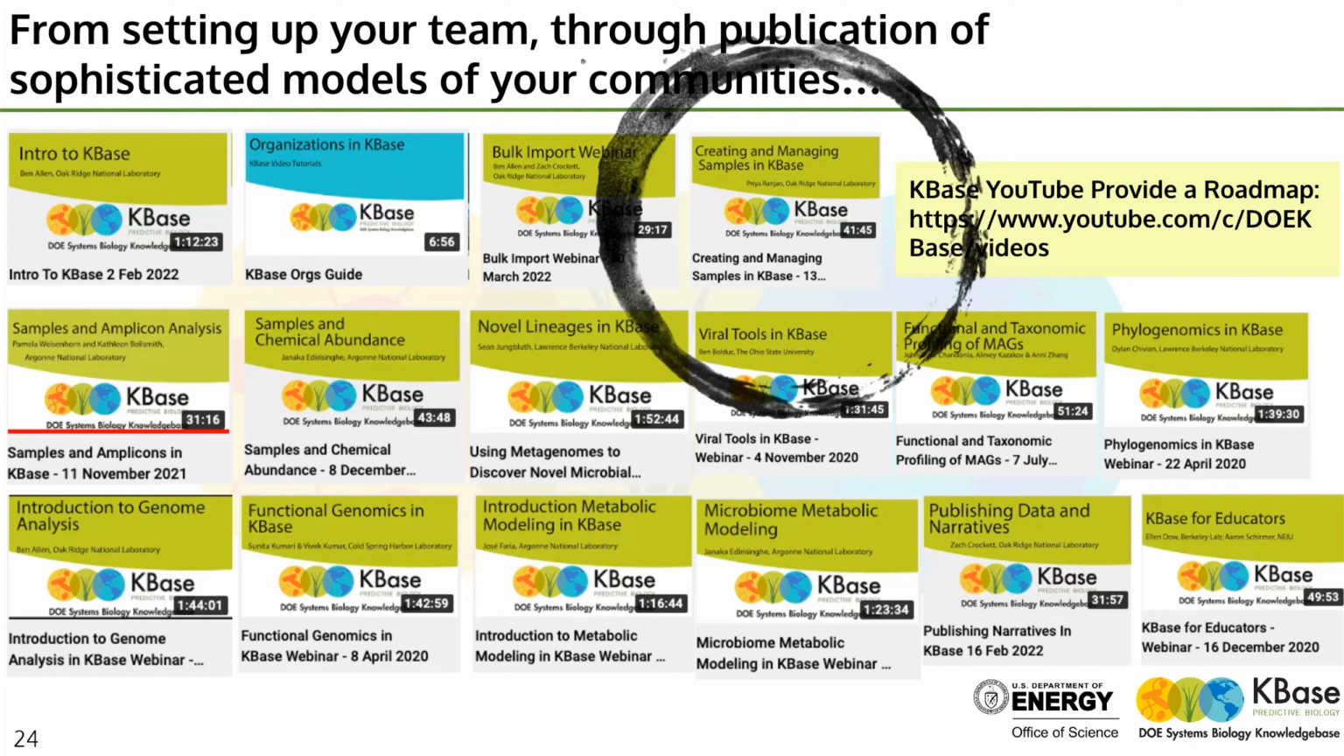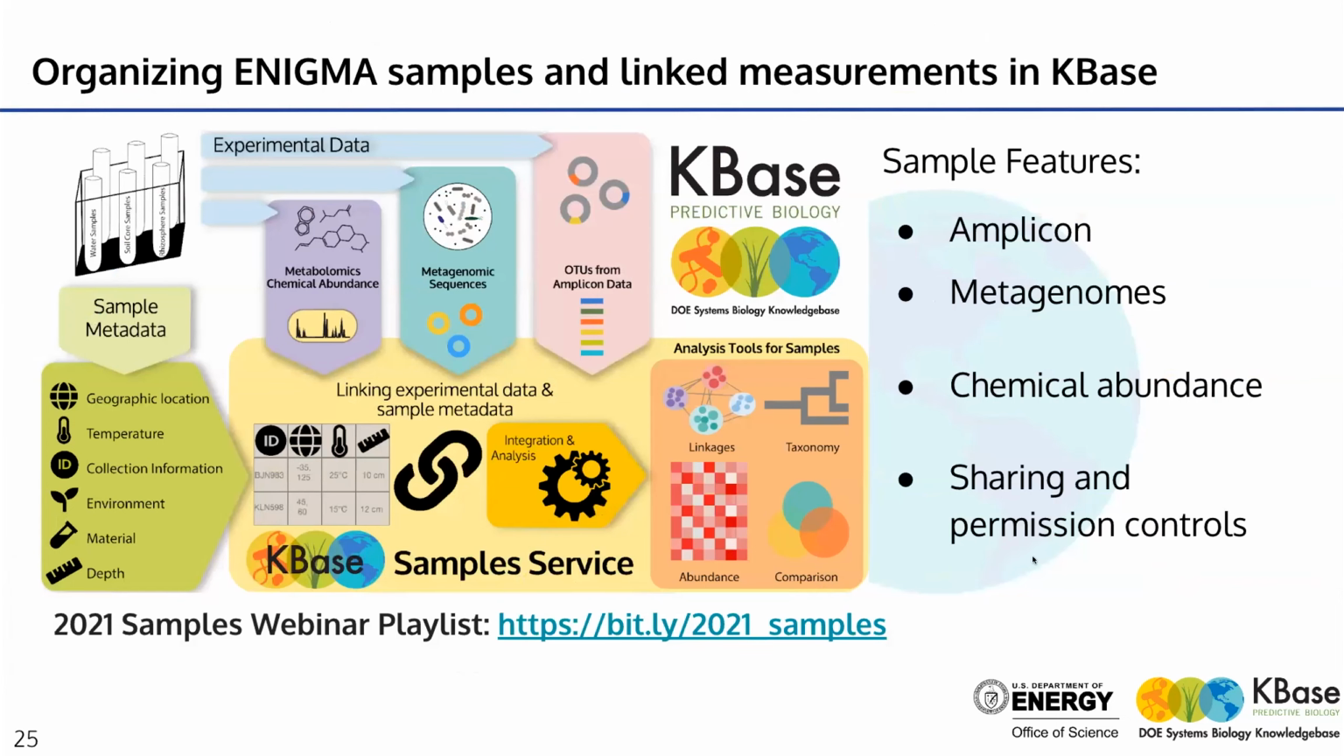It could also be a location in a river where you're sampling water at a given time. Each one is a unique time-space object that we're observing, with a bunch of measurements associated with it. Sample sets are sets of those. To do that, you have to have all the sample metadata. That metadata would be geographic location, temperature, collection information, the environment, material, and so on.